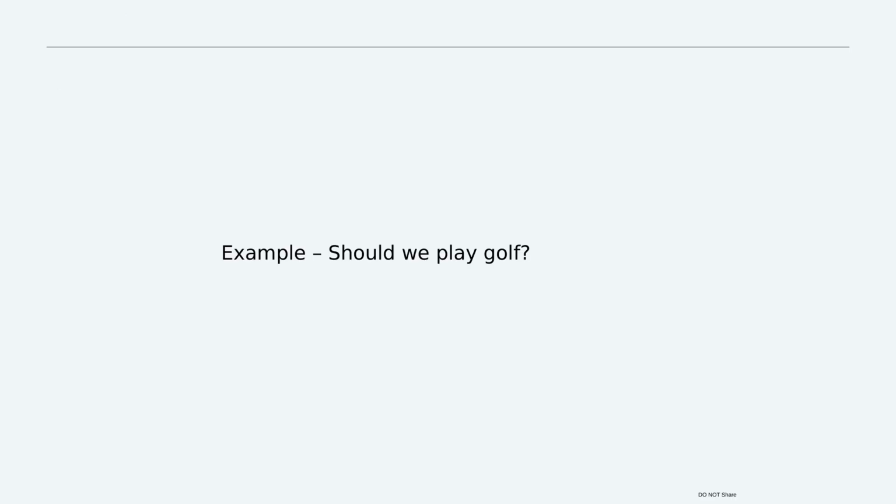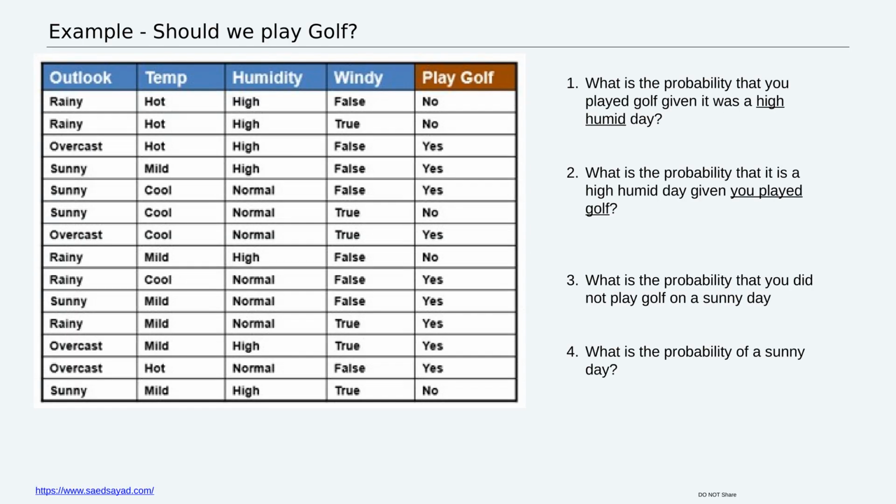Let's look at another example now. To play or not play golf given certain conditions. In this table, we have a data set based on attributes like outlook, temperature, humidity level, and wind conditions, dictating whether one played golf or not. We can compute several prior probabilities from this data. Played golf given high humidity is 3 out of 7. That is, if you look at all the 7 humid days, you played golf 3 times.